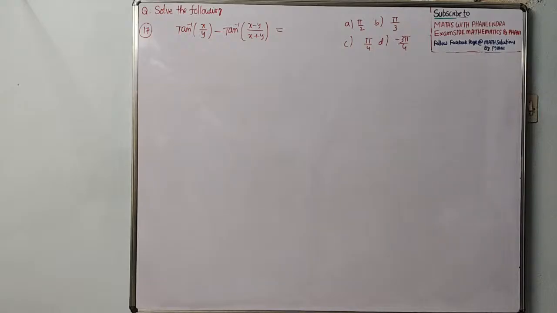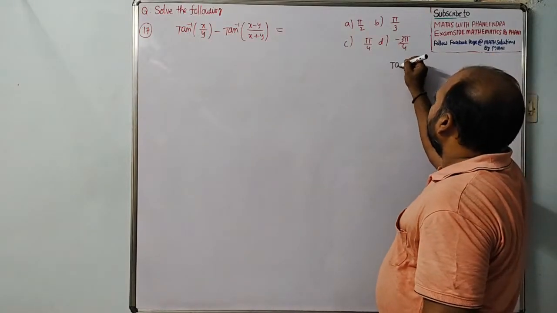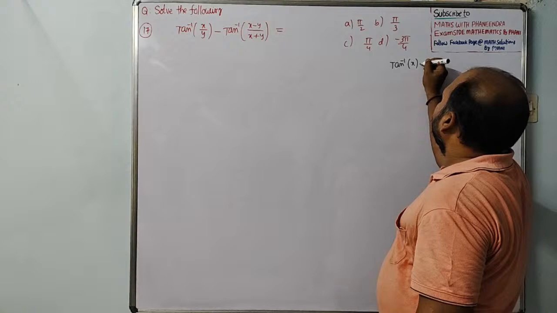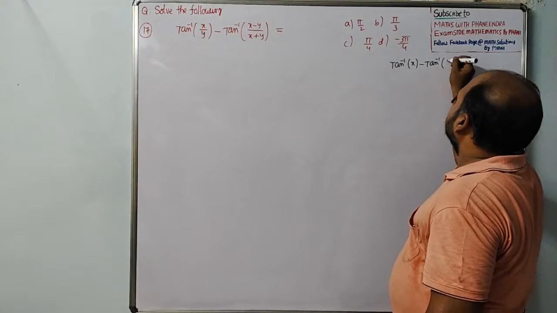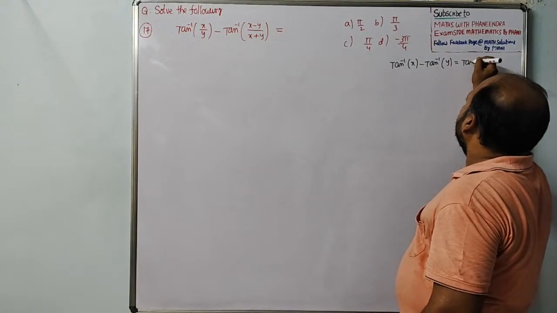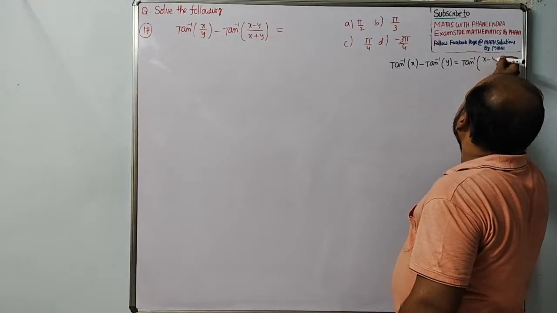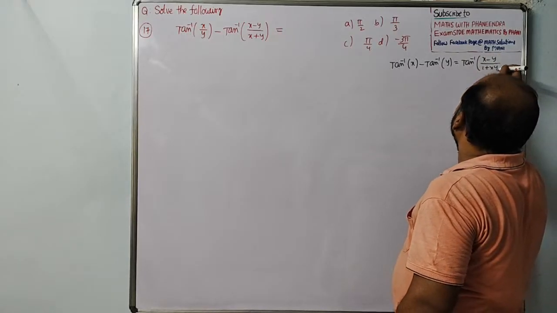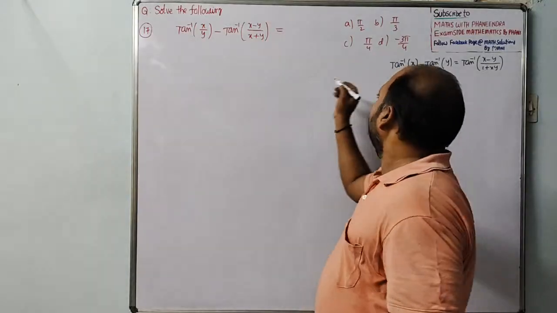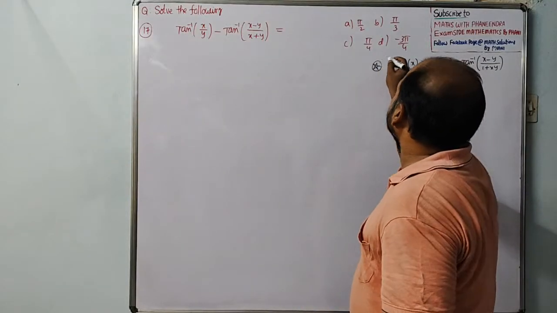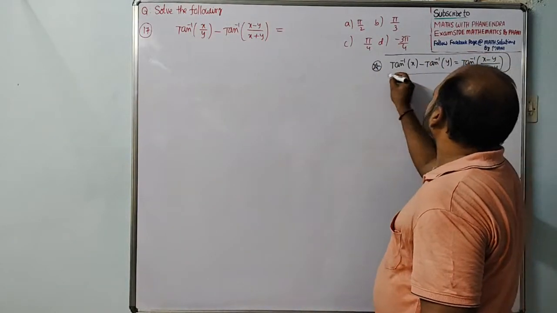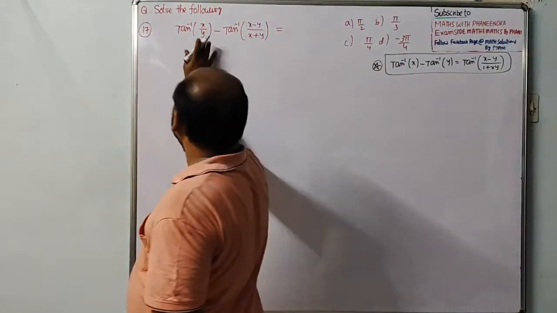We just need to apply the formula of tan inverse x minus tan inverse y. Here we are going to apply the formula: tan inverse x minus tan inverse y is equal to tan inverse of x minus y by 1 plus xy. If you apply this formula, you will get the answer, yes students. See, this is x, this is y.